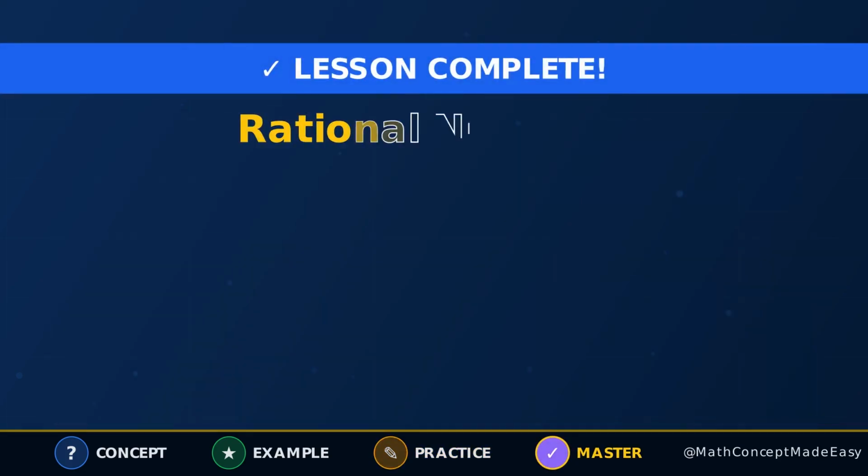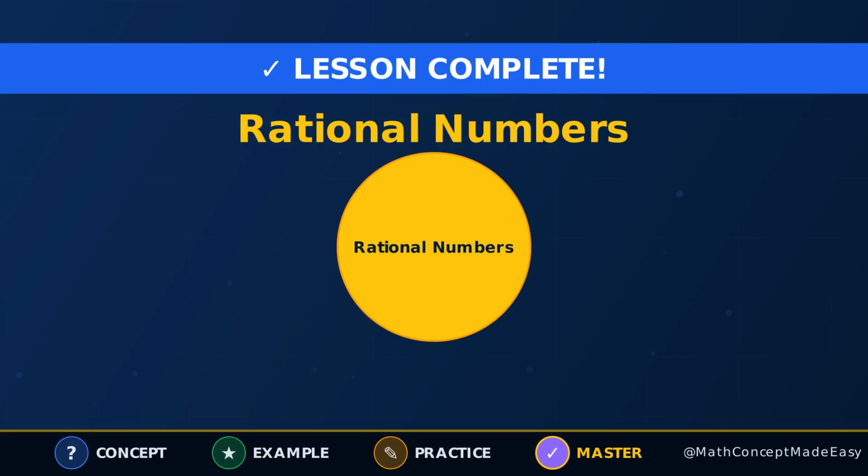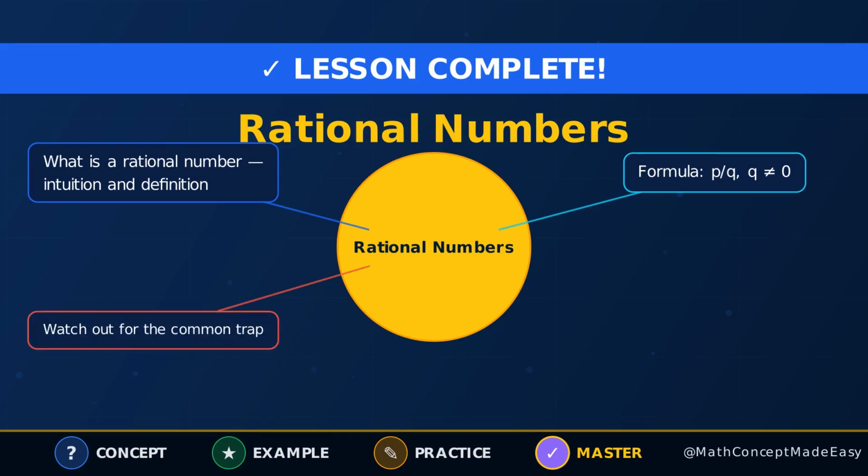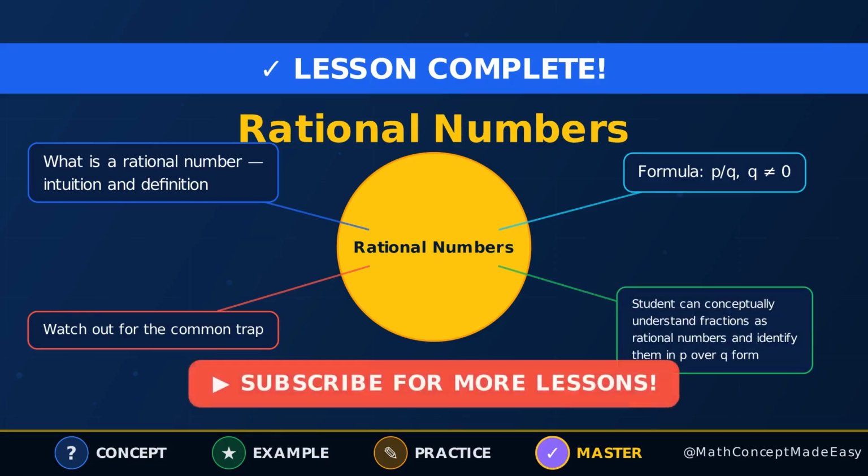Let us bring today's lesson together in one picture. At the center of everything sits rational numbers. We explored what is a rational number, intuition and definition. The one formula to remember is P/Q, where Q cannot equal 0. Watch out for the common trap we discussed. And remember our goal: student can conceptually understand fractions as rational numbers and identify them in P/Q form.